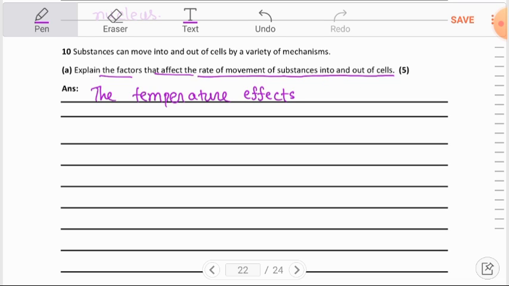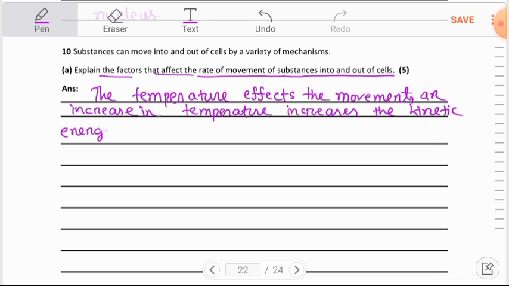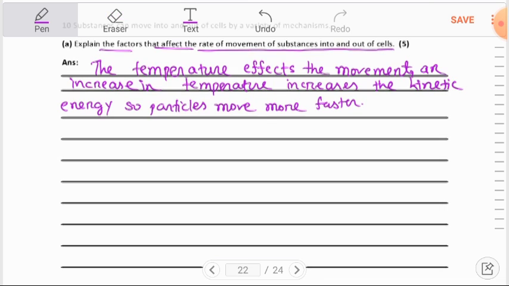affects the movement, and an increase in temperature increases the kinetic energy, so particles move faster. An increase in concentration gradient increases the rate of movement.